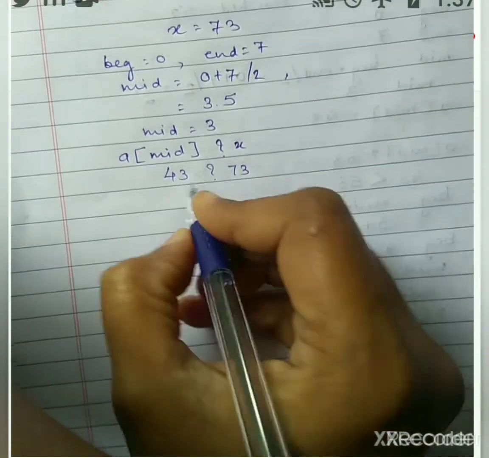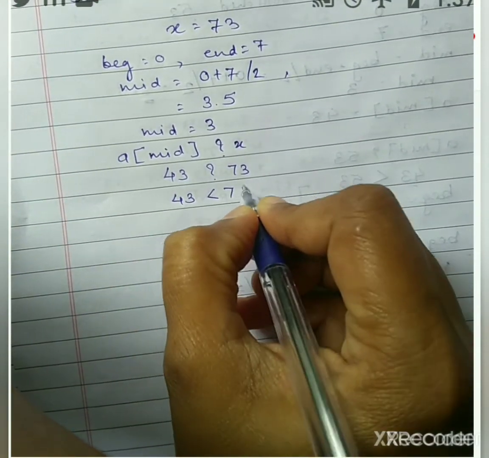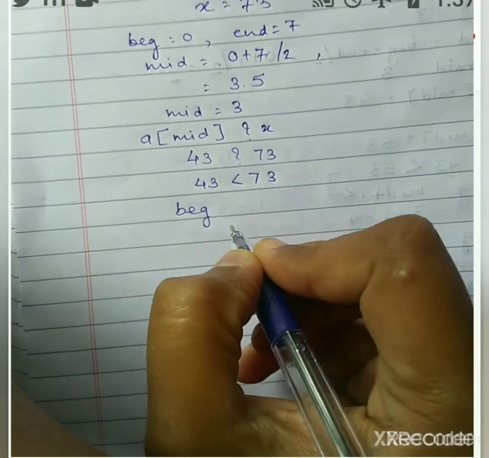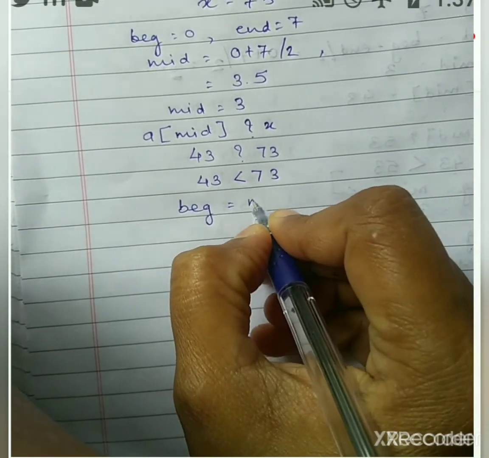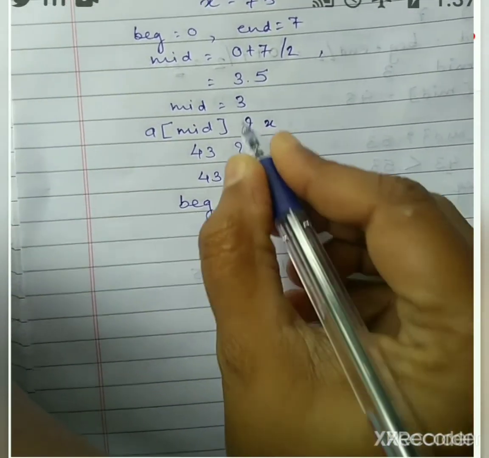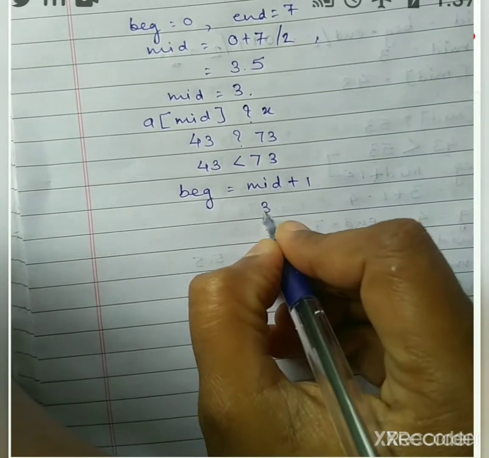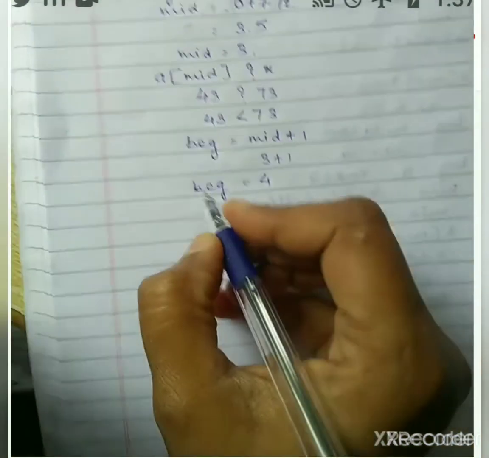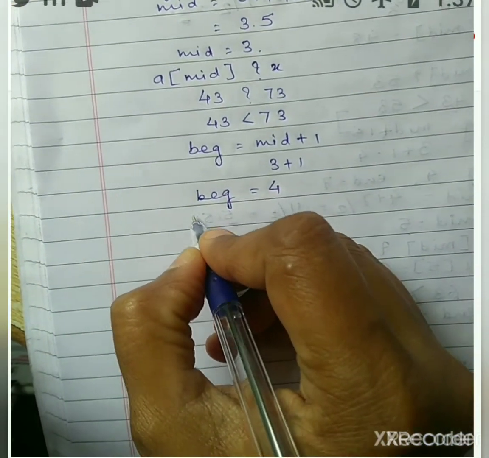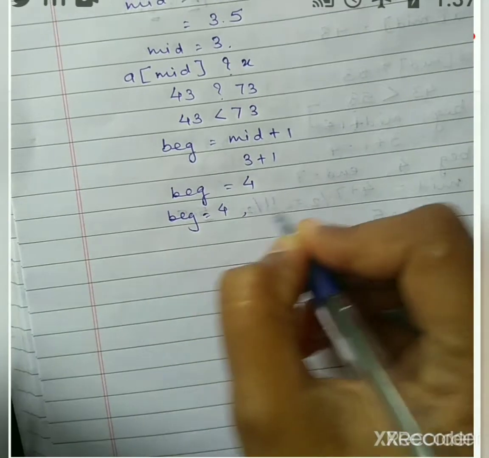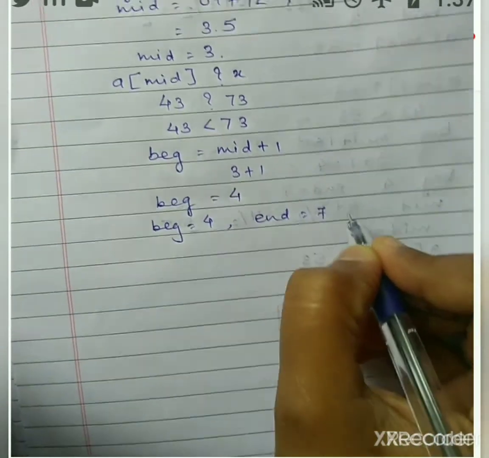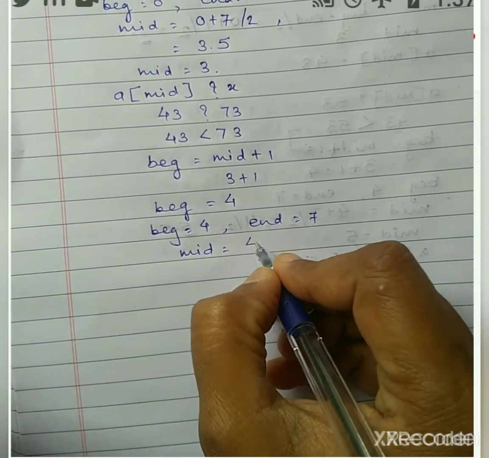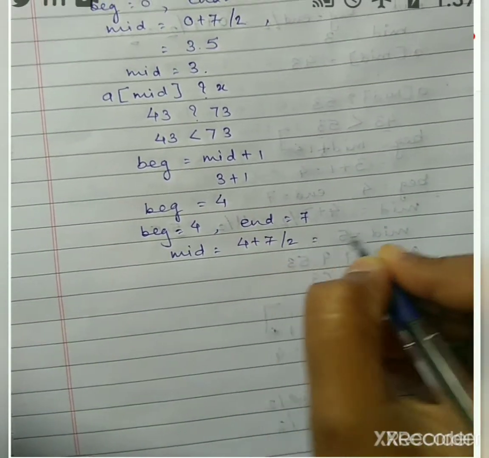So in this case, what do we have to do? We have to change the beginning. So beginning is equal to mid plus 1. The value of mid is 3 here, so it is 3 plus 1, that is 4. So we got the new beginning equal to 4. Again we have to recalculate the mid. So beginning equal to 4, end is equal to 7. Recalculate the mid equal to beginning plus end divided by 2, it is 5.5, and say mid equal to 5.